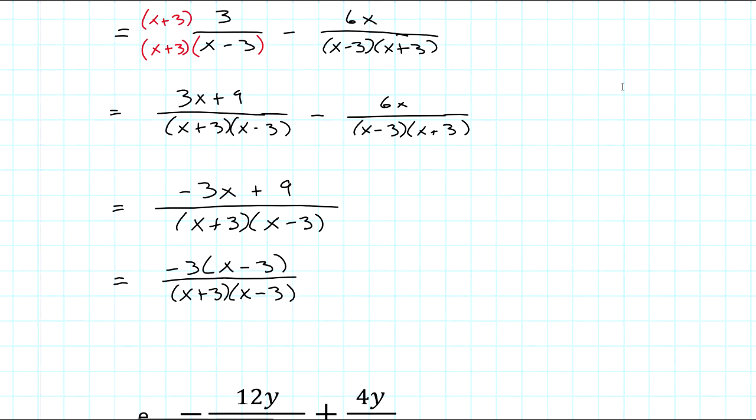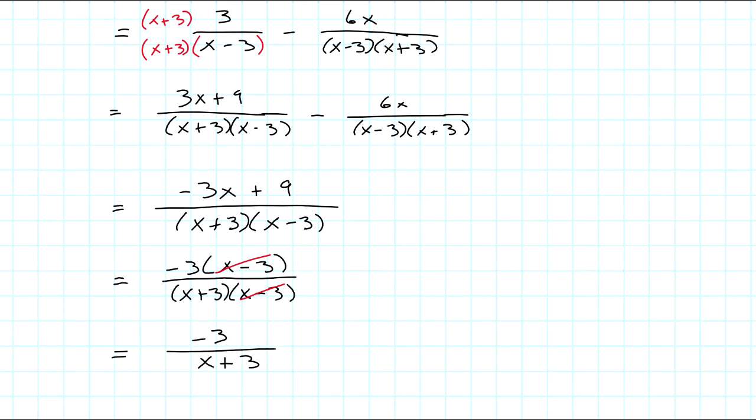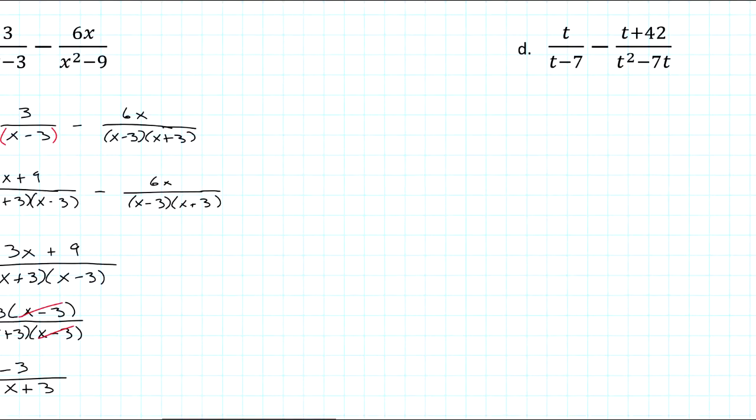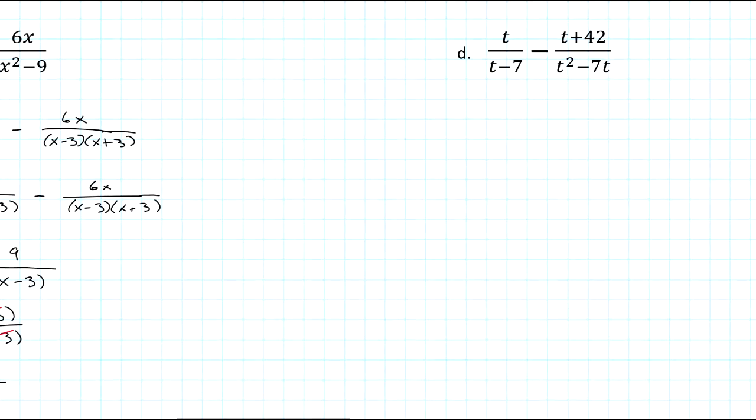Just a little more room, almost done with this. Just want to reduce this now. So the x minus 3's can cancel. And we are left with negative 3 over x plus 3. There we go. Nothing else to do there. No more simplification. So we can go ahead and move on to the next problem.